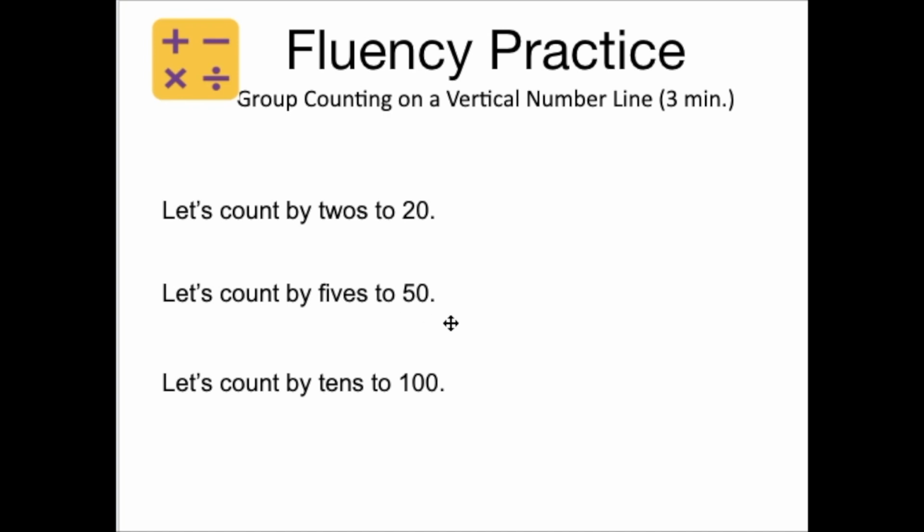Now we're going to count by 5s to 50. 5, 10, 15, 20, 25, 30, 35, 40, 45, 50. All right, and lastly, we're going to count by 10s all the way up to 100. 10, 20, 30, 40, 50, 60, 70, 80, 90, 100.